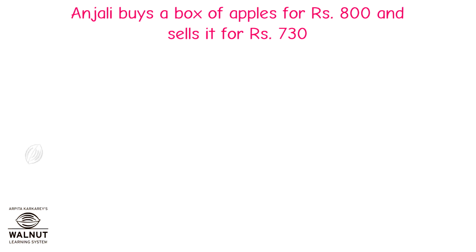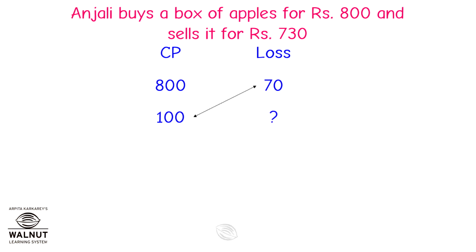So, we'll make two columns. Write CP in one and loss in the other. Then put the values below CP and loss. For rupees 800 CP, loss is rupees 70. For rupees 100 CP, what is the loss? Here we can do the cross multiplication.